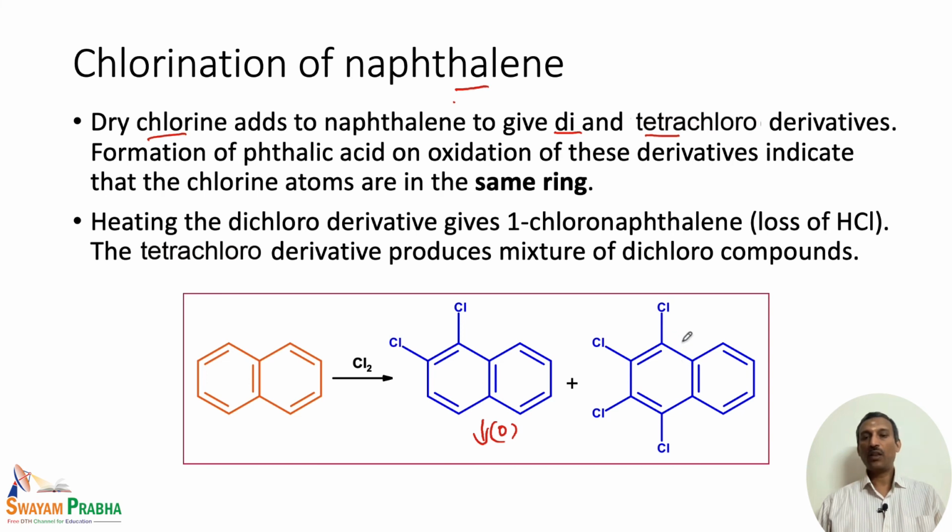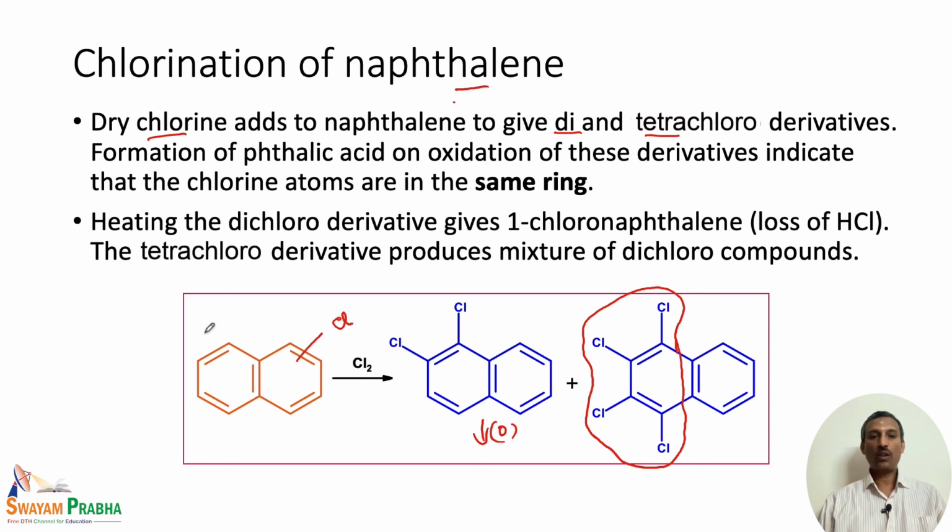So this clearly tells that the halogen atoms are present in only one ring. That is what we can infer from the oxidation reaction. Because when we chlorinate this naphthalene ring, there is every possibility that the chlorination can go into one of the rings, and the second chlorine can also go into the second ring. That is always possible. If that happens, then oxidation will actually give chlorophthalic acid as the derivative.